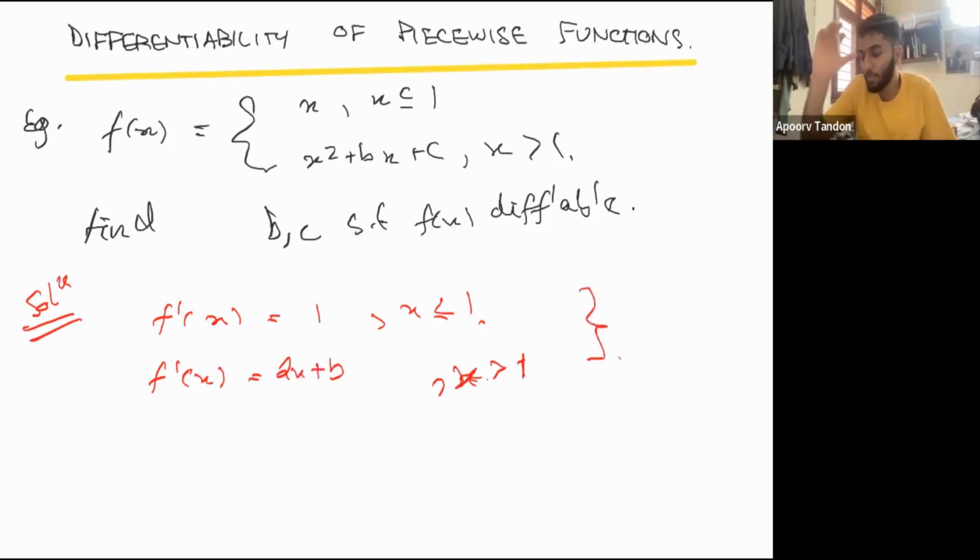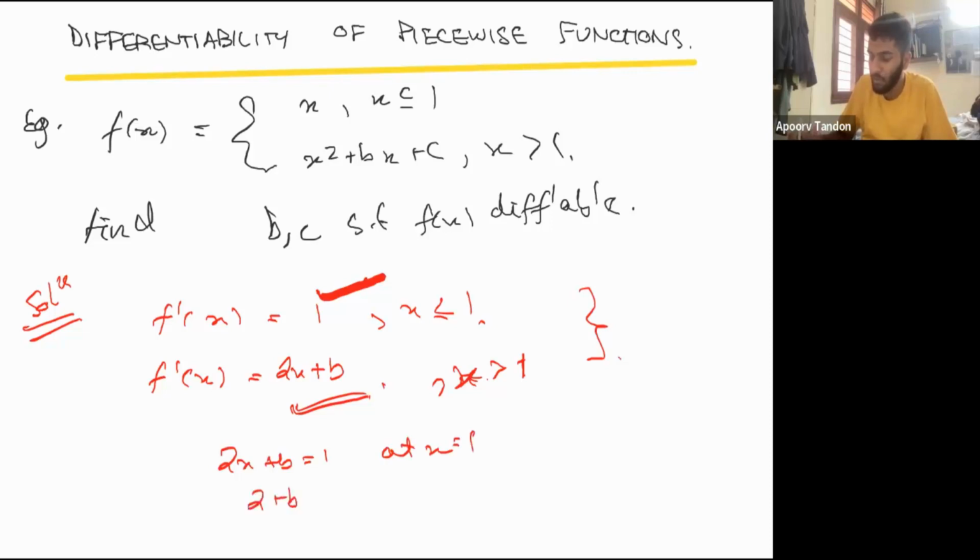Using these derivatives around 1, it is reasonable to conclude that if f of x were to be differentiable at x equals 1, its derivative would equal the left-hand derivative and the right-hand derivative. If the derivative exists, it would be equal to the derivative on the left-hand side and on the right-hand side. These must both be equal. That is, 2x plus b equals 1 at x equals 1, and therefore 2 plus b equals 1, which means b is equal to -1. This is all good. We found the value of b.